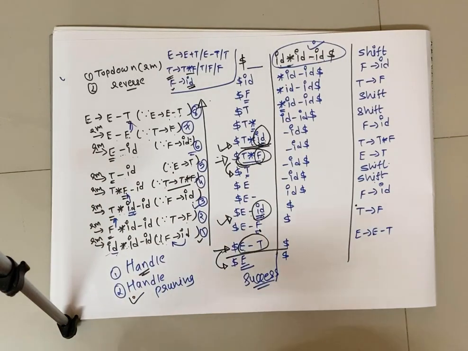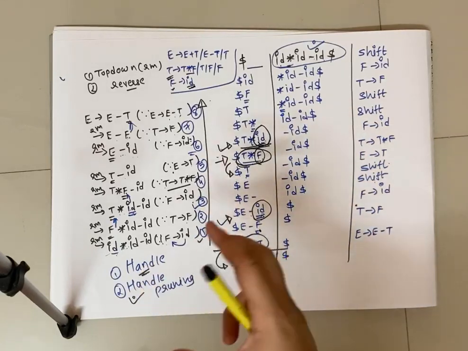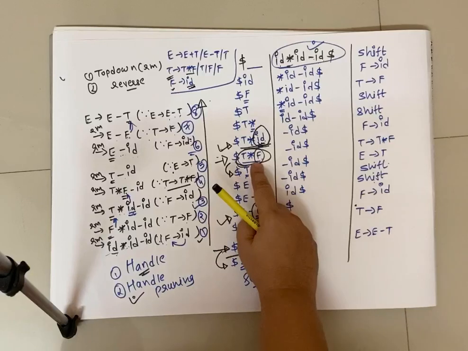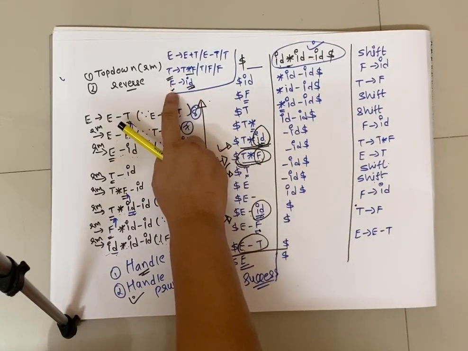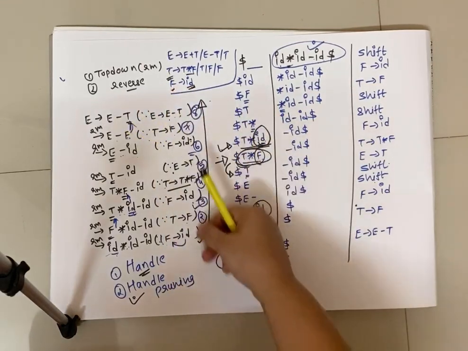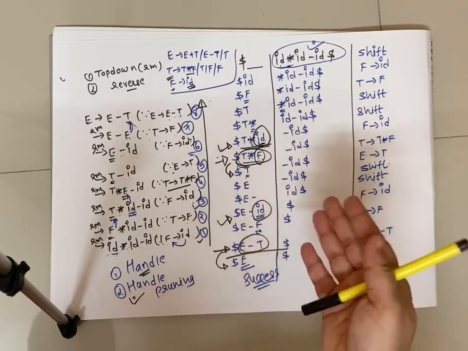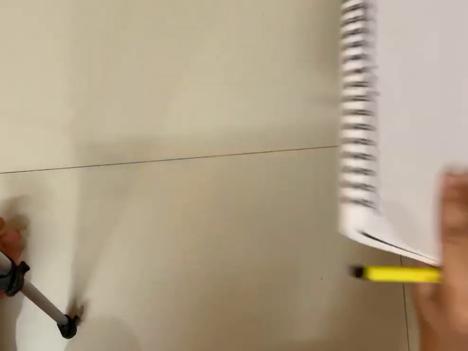So handle is always going to be on top of the stack, whether it is a single symbol or a substring of multiple symbols, it is always on top of the stack. And when you replace the handle by the left hand side non-terminal in the productions, you will be successfully following the reverse of rightmost derivation, and the entire process of replacement will be called handle pruning, right? So this is all about the shift reduce parser that we need to know. We are going to move to the next parser, which is called operator precedence parser.